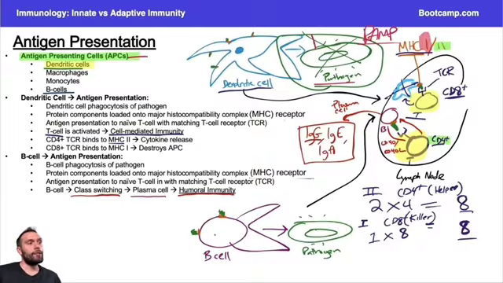Okay, B cells can do the same thing. B cells can run into this pathogen. They can present this pathogen to CD4 positive T cells on MHC2, and that can cause class switching. We can turn these B cells essentially into plasma cell factories, releasing some of these very specific markers that we talked about in the adaptive immune response.